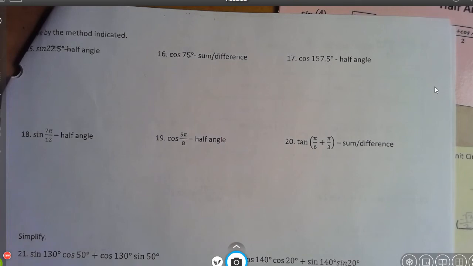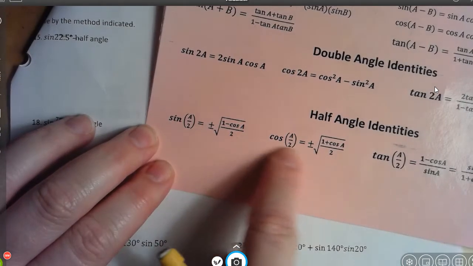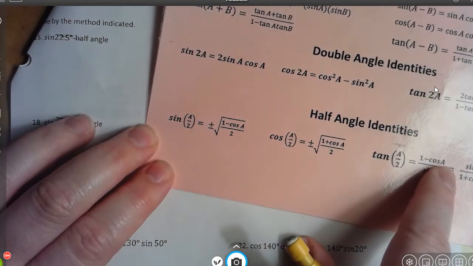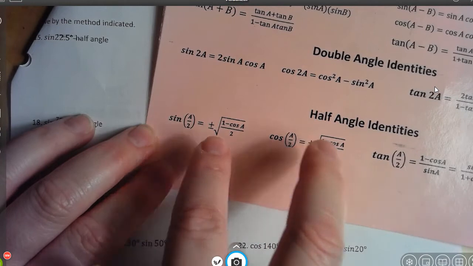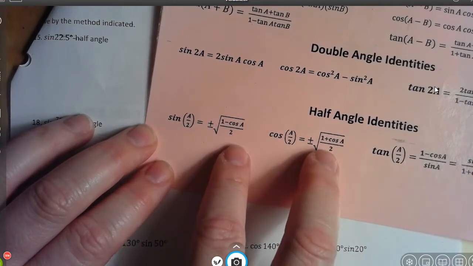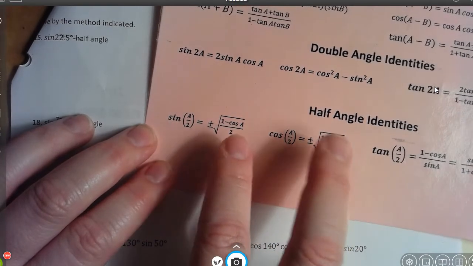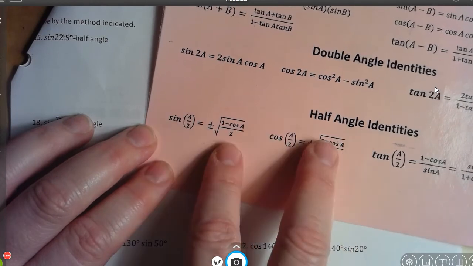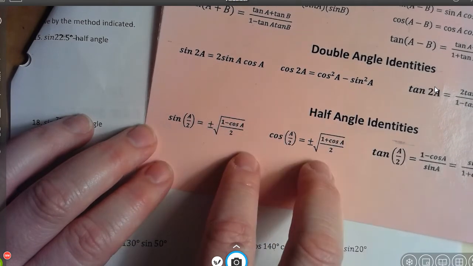This video will definitely be shorter than the last one, but I want to point something out before we get going. When you do half angles, because of the formulas involved for sine and cosine, tangents not so, but sine and cosine, you have to figure out: is it positive or negative? So the way to do that, first, I'm going to go through every one of these.